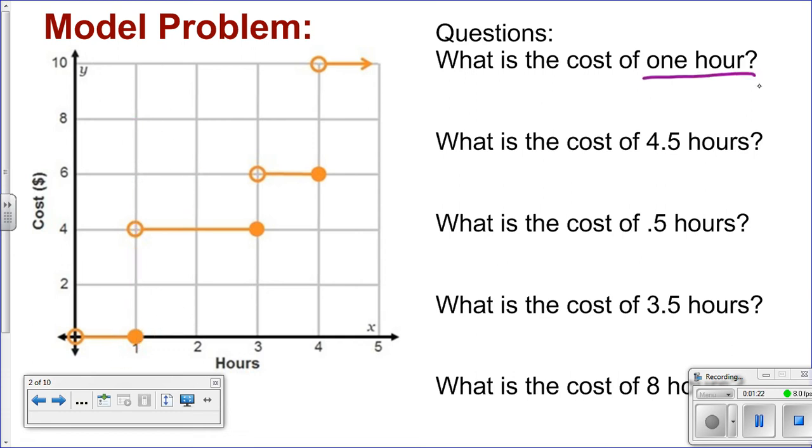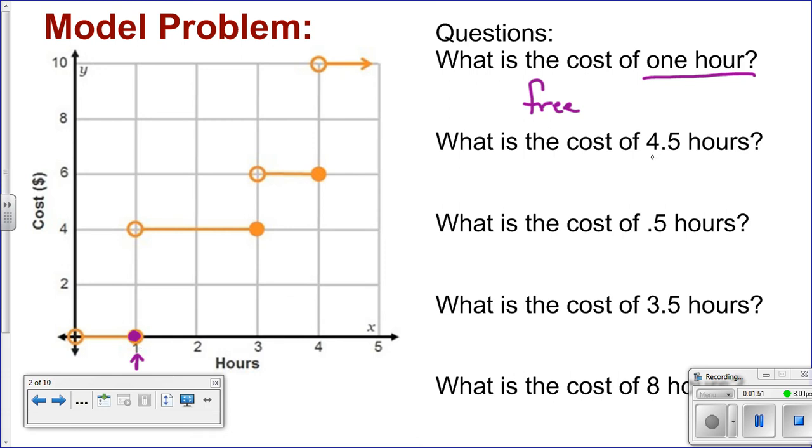What is the cost for 1 hour? So if I look at 1 hour, we have a closed circle here, but it's open up at 4, which means the value or your output is really down here. So what is the cost of 1 hour? Well, it's going to be free. It doesn't cost you anything. So it looks like for any time up to and including 1 hour, it doesn't cost you anything.